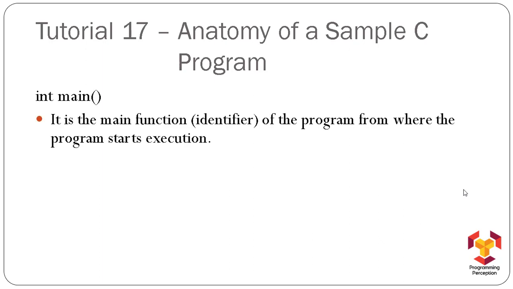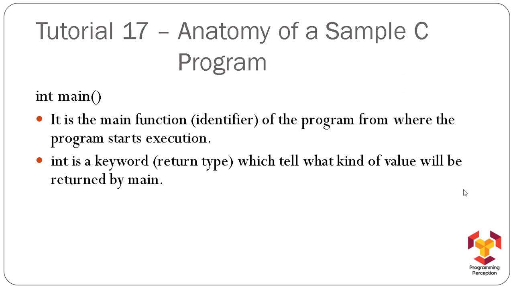The next thing in the program is this line written int main and the pair of parentheses. Now it is the main function. The word main itself is an identifier and int is actually a keyword. Why is it known as the main function? Because the program starts its execution from this function only. Any program or any software that you are creating should contain one function named main, and the software will start execution from this function only.